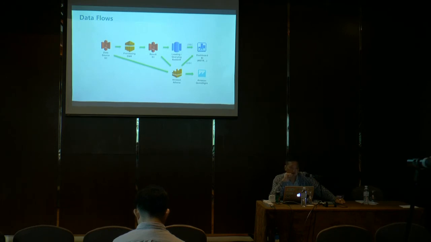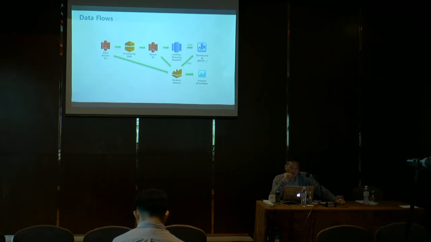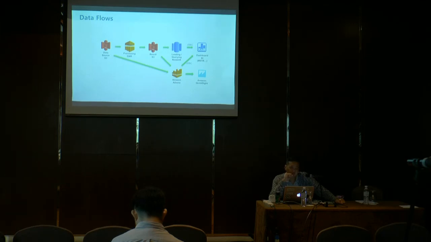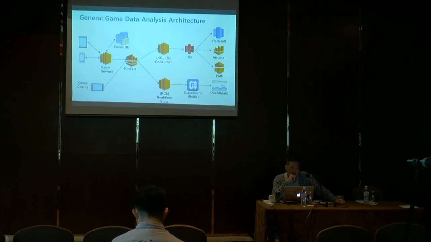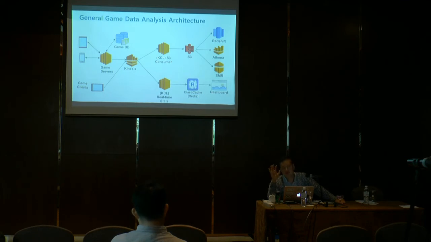We have many managed services, like Redshift, our data warehouse, and EMR, and also Athena, which is like Google's BigQuery. We also have a dashboard, Amazon QuickSight, and many third-party tools. So this is a general game data analytics architecture. There is a game server in front, and Kinesis is our streaming data processing service that handles the data processing. It is processed in KCL at the consumer in real time, and stored into S3, or we can use Redshift, Athena, EMR. Simply speaking, we have many analytics services.